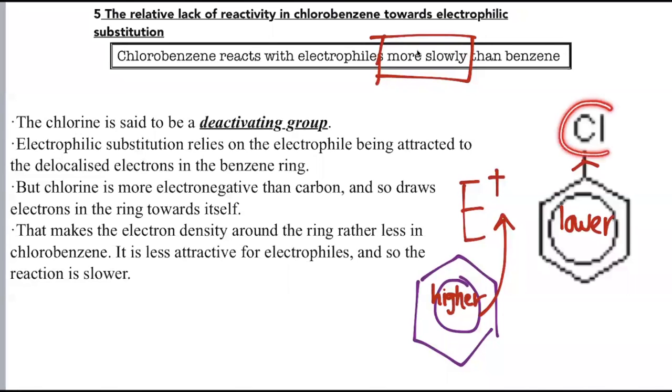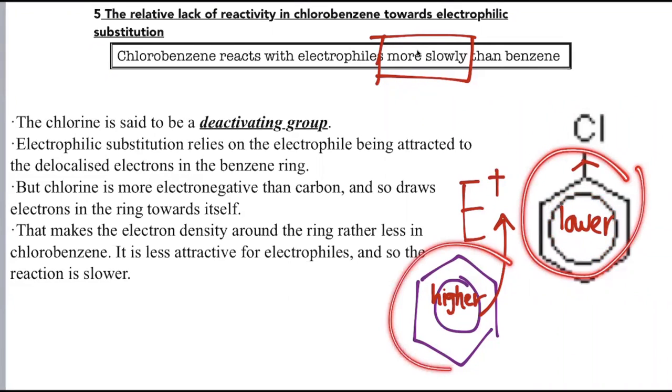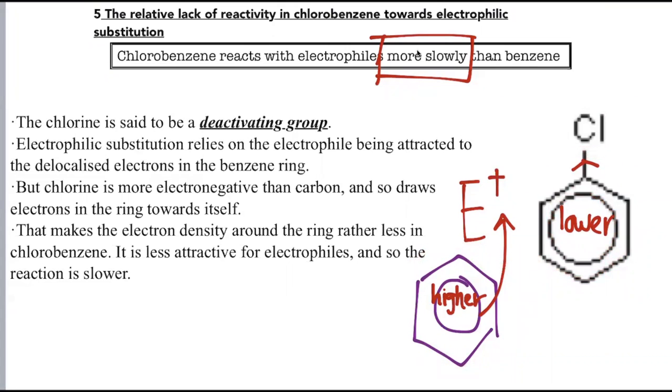Okay, chlorine as a side chain has an electron withdrawing effect. That means it pulls away some of the electron density of the benzene ring. So if you compare the reactivity of chlorobenzene versus benzene, both of them have some electron density above and below the plane, but the electron density in benzene is higher because it doesn't have anything that pulls away this electron density, as opposed to chlorobenzene, where the chlorine atom will reduce the electron density on the benzene ring.